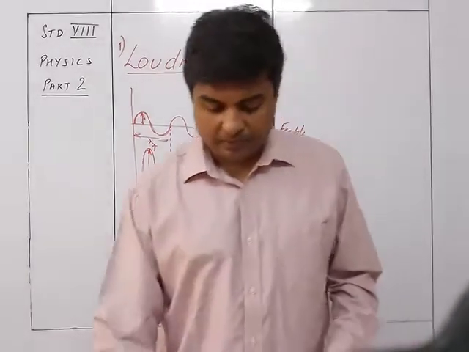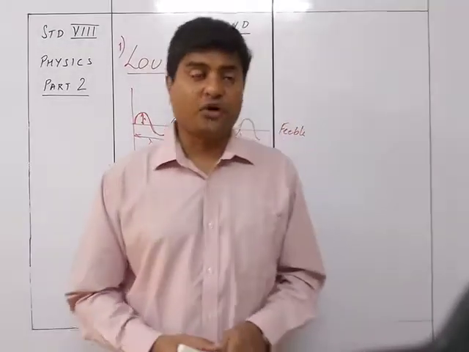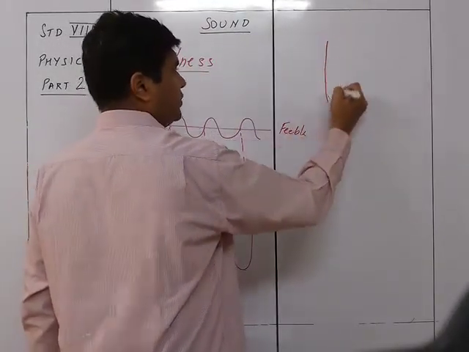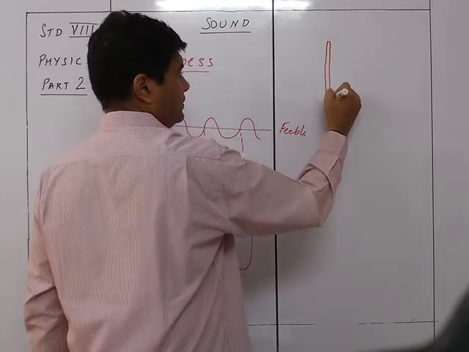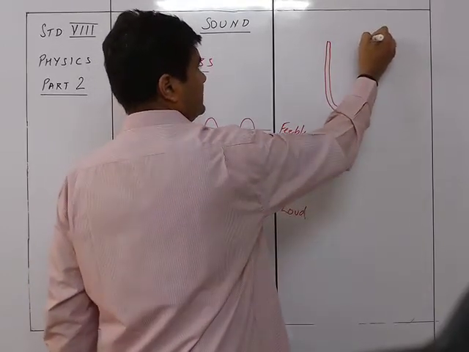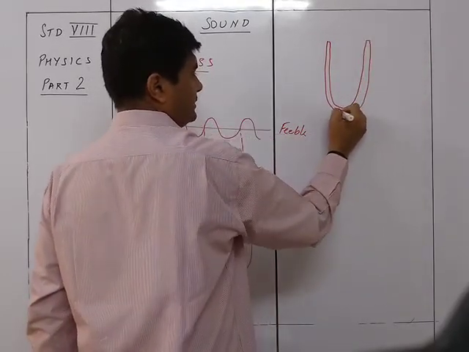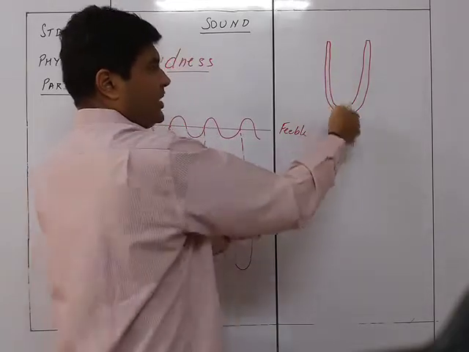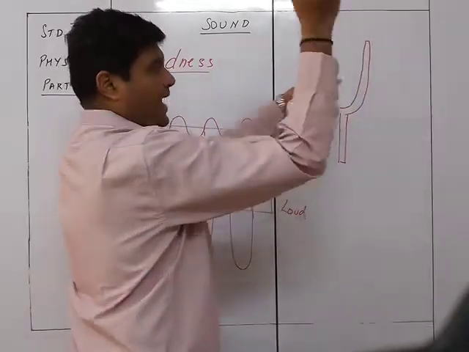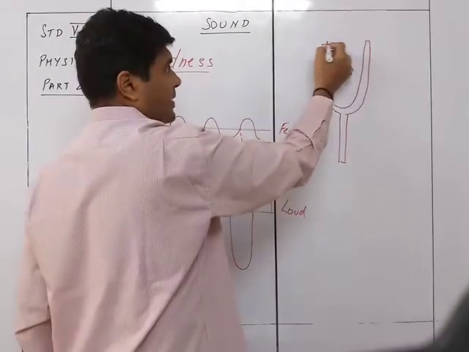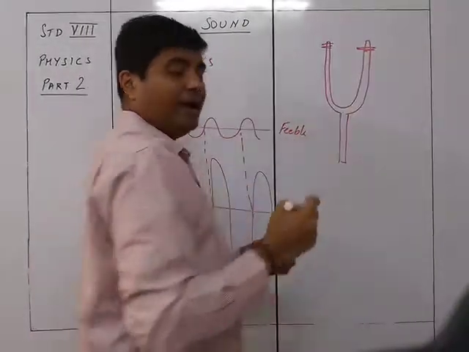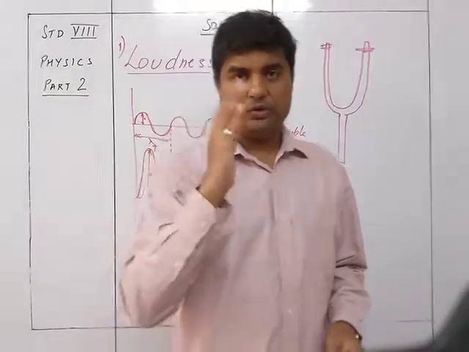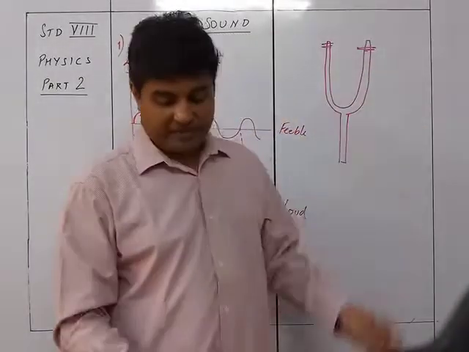What is a tuning fork? A tuning fork is an apparatus like this, made up of steel, and this will be the handle over here. You are going to take this in your hand, and this part you are going to hammer on a rubber pad. So this will start vibrating, and the vibration of that is going to form a sound. You can hear a sound due to these vibrations.